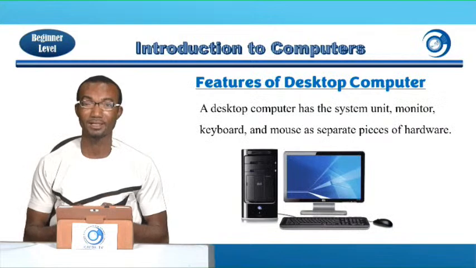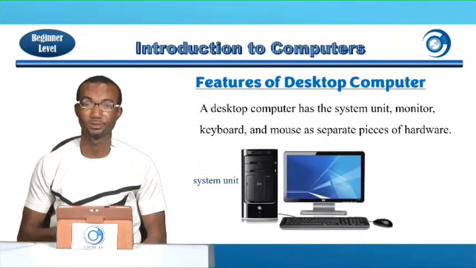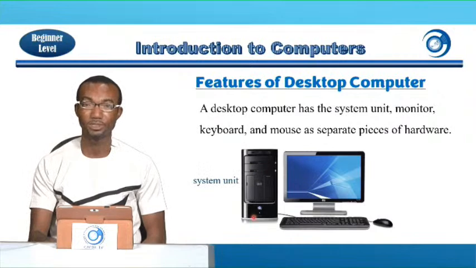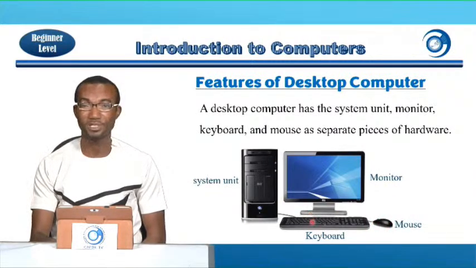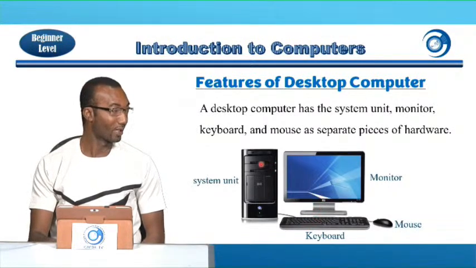A desktop computer has the system unit. That's the system unit. It has the monitor, the one that looks like the screen. And then the keyboard, the device that you use to key in data or information into the system. And lastly, the mouse. So these four separate pieces of hardware form a desktop computer. If I own a desktop computer, it means I have a system unit, a monitor, a keyboard, and a mouse.